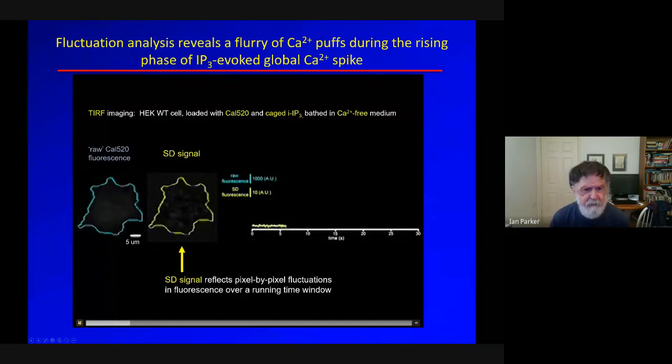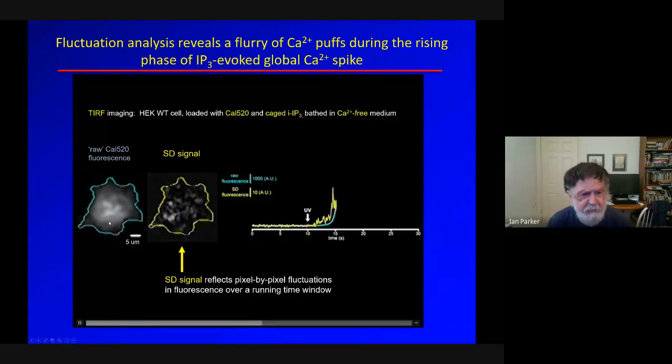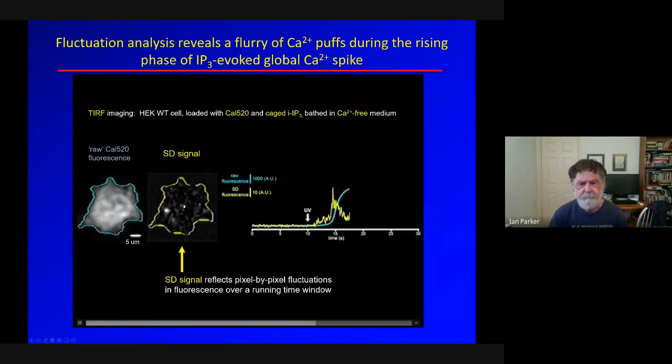Here's baseline. Now we photorelease. The playback slowed a little. You can see the calcium is rising here. And on the trace, it's showing our SD signal. Let me just play that one more time. As we photorelease, you can see little spots appearing here, the puffs. They're just about visible in the raw record, but hard to make out. But our SD signal picks them out beautifully.